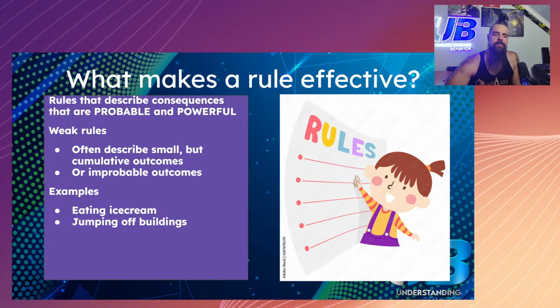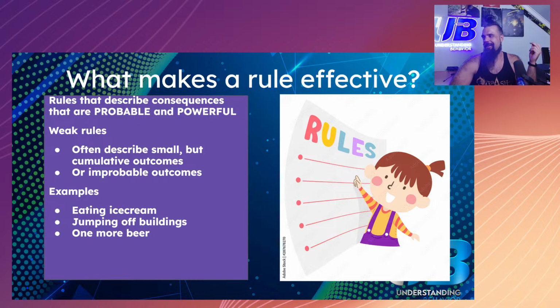Jumping off of buildings. This would be a stronger rule. Again, I don't need to contact the consequences for this to control my behavior. I know if I jump off a really tall building, I'm probably going to get really hurt or die. So I don't need to engage in that behavior because the rule is already very probable and powerful. It's really likely, and I'm just not trying to get injured. It's still ski season, I can't get injured during ski season. So this would be a strong rule. It suppresses that behavior.